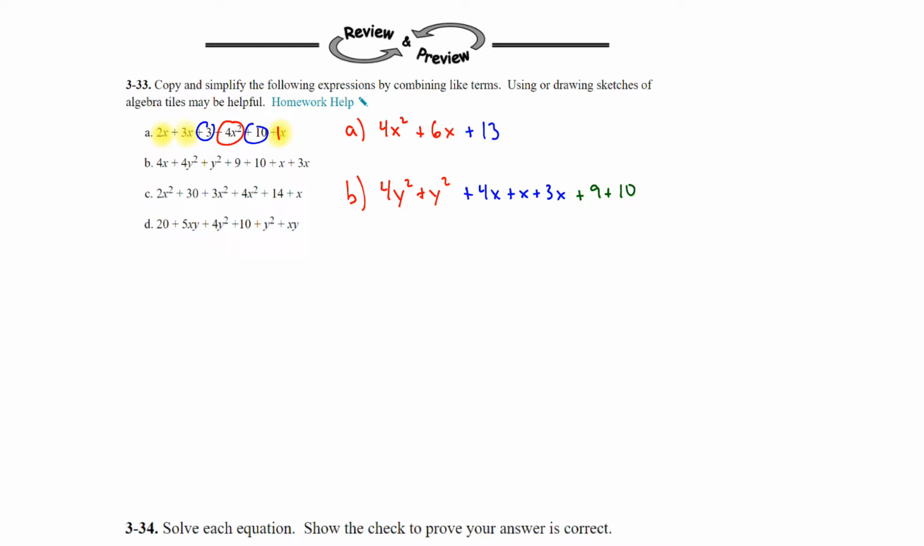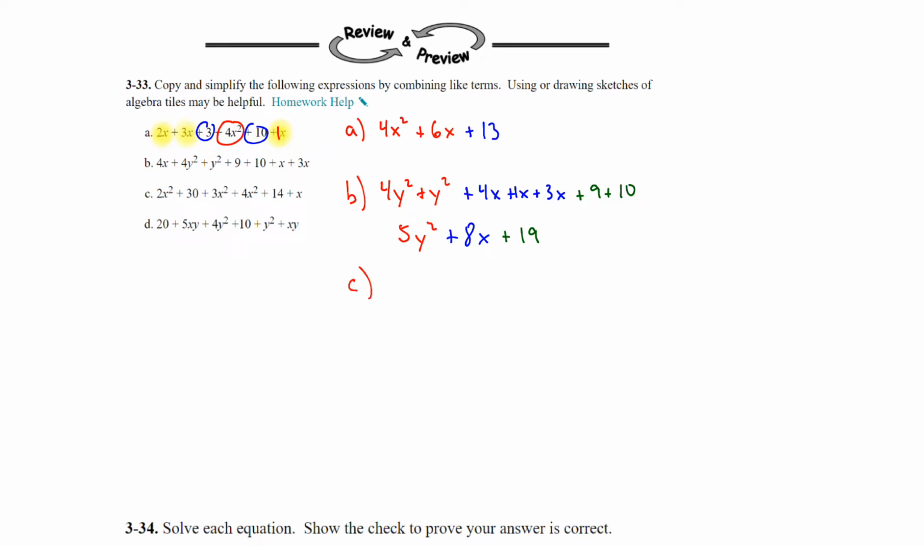So 4y squared plus 1y squared is 5y squared. We then have 4x plus 1x plus 3x is 8x. And then 9 plus 10 would be 19. So that's another way that you can write it out so that you're simplifying by getting everything together.